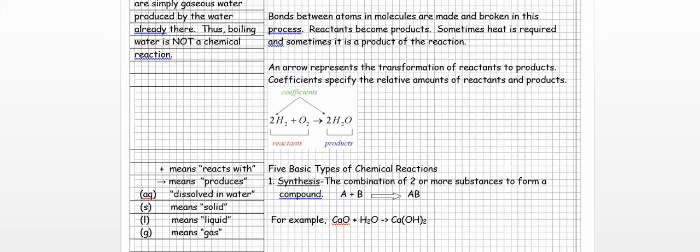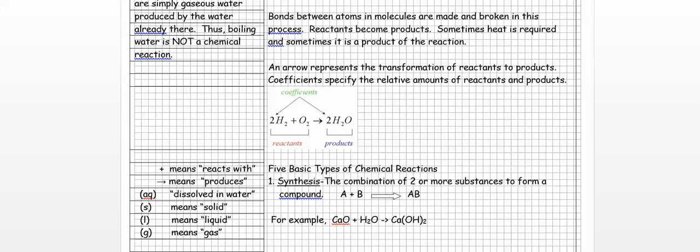Coefficients specify the relative amount of reactants and products. So let's go from abstract to concrete. Let's take a look at our very first chemical reaction. And here it is. We have H2, that's hydrogen gas. That means it's diatomic. Di means 2. There's 2 atoms involved in that H2 gas. Plus O2, that's oxygen gas, and it's diatomic as well.